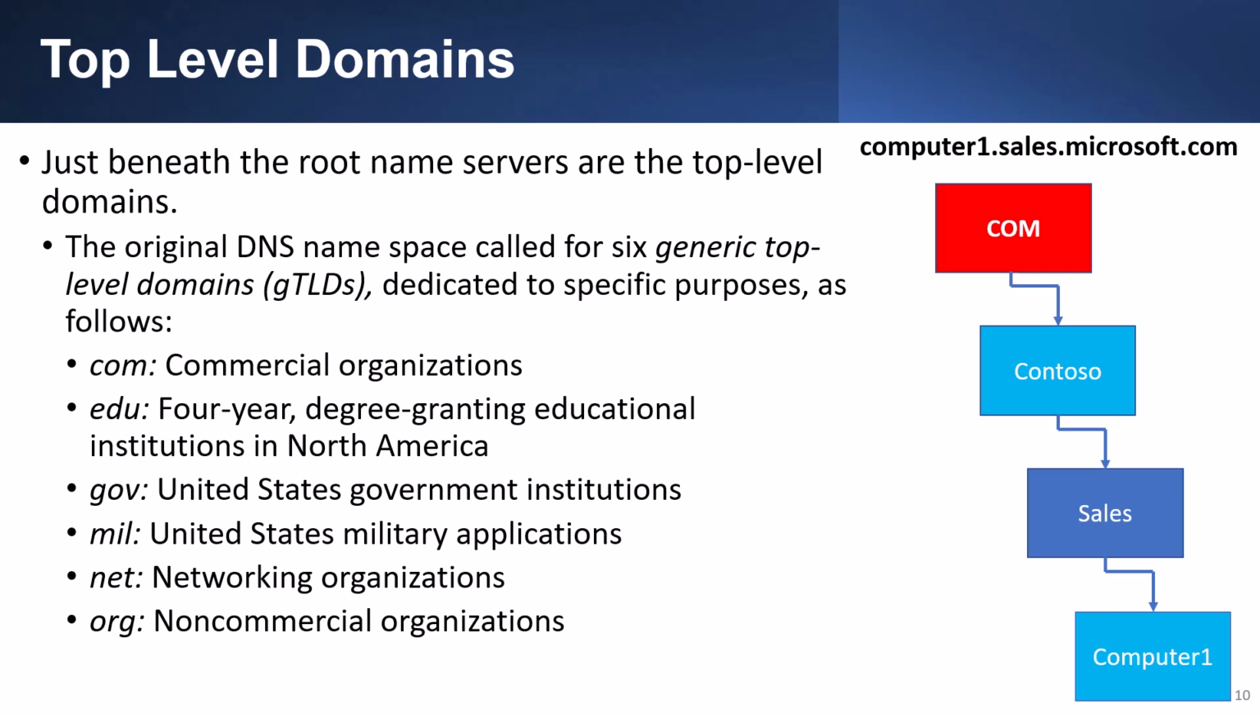Just beneath the root name servers are the top-level domains. The original DNS namespace called for 6 generic top-level domains dedicated to specific purposes as follows: com for commercial organizations, edu for 4-year degree-granting educational institutions in North America, gov, which was United States government institutions, mil, which was for United States military applications, net, which is networking organizations, and org, which is non-commercial organizations.